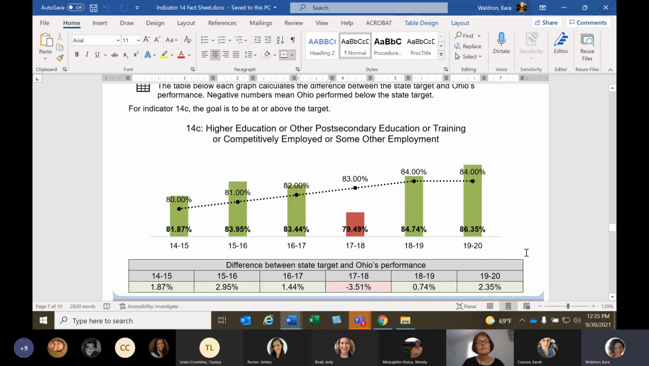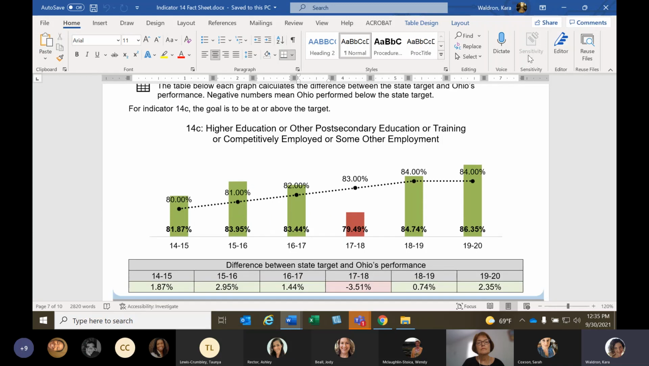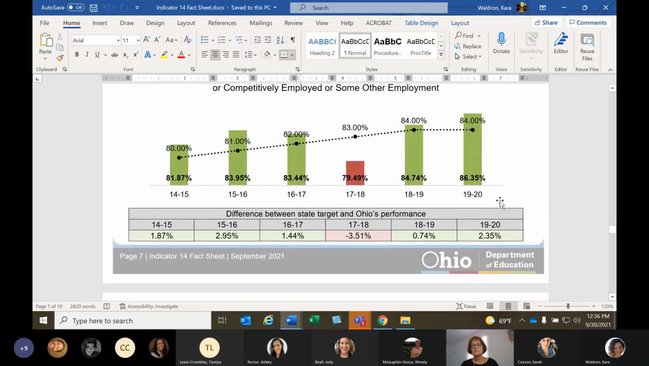So then looking at how we have done in relation to our targets, this is where we have had success, right, in all but one of the last 6 years. So 5 out of the last 6 years, we have met or exceeded our targets for 14C, with the exception of the 17-18 year. A bit of a difference compared to A and B, where we have struggled more.